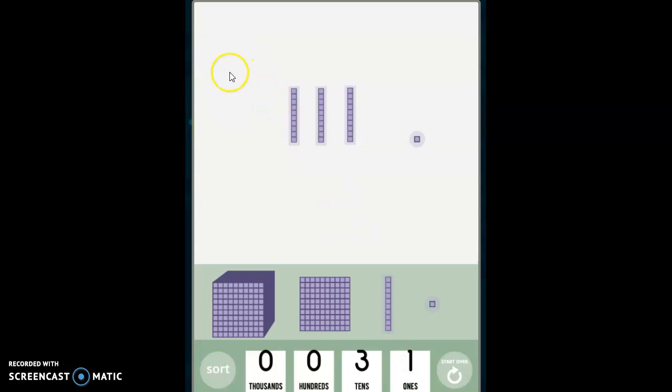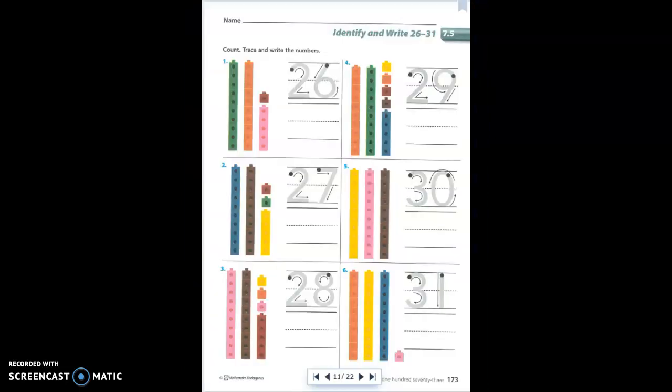All right, we're going to go ahead and practice these numbers on our math page. So you need to pull out pages 173 and 174. Okay, I hope you have your pencils ready to go. So we're doing lesson 7.5, identify and write numbers 26 through 31.